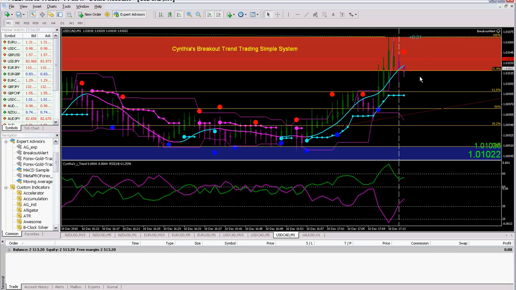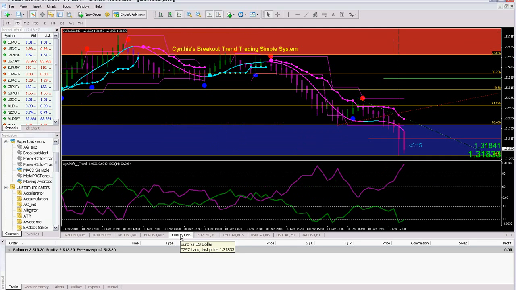For instance, on the USD CAD here, it's pulled back a little bit. If the trade resumes, if we get a green candle and this I trend stays strong above the 60 and even goes above the 80, then I'll jump in with another trade here.